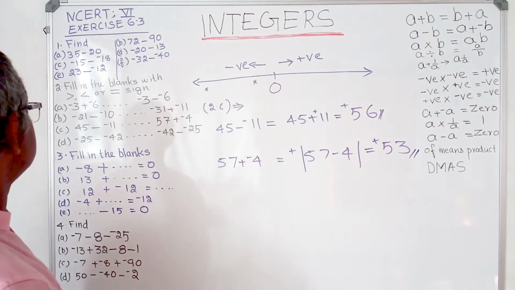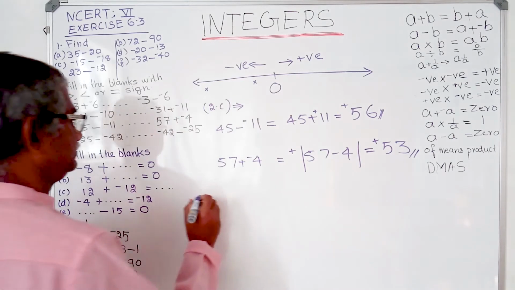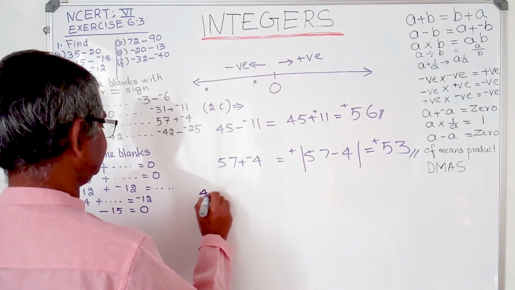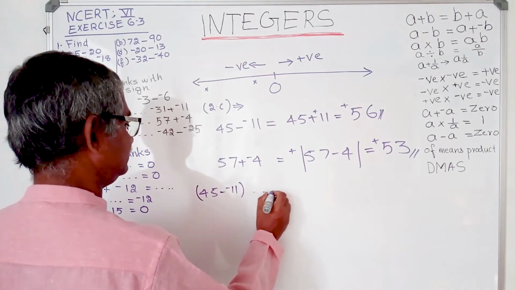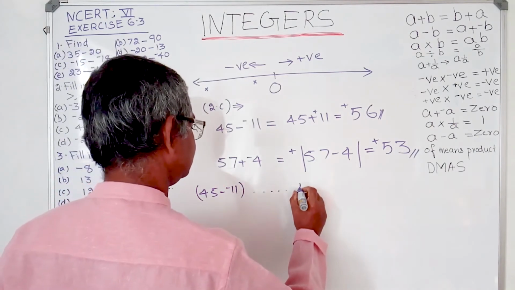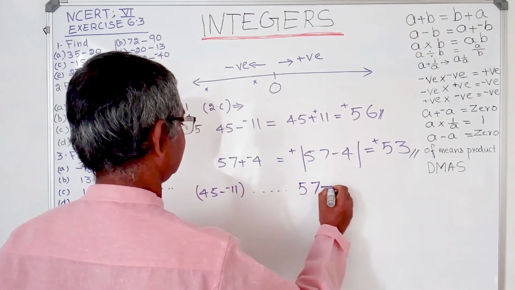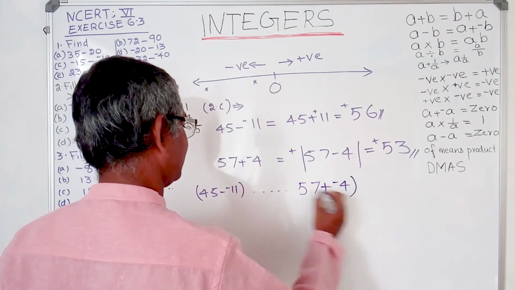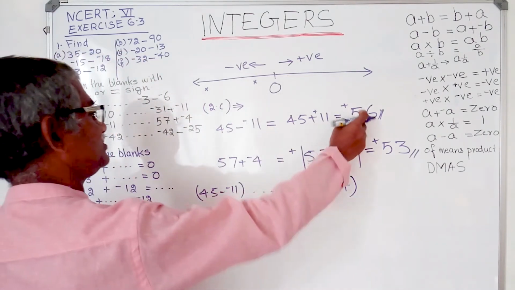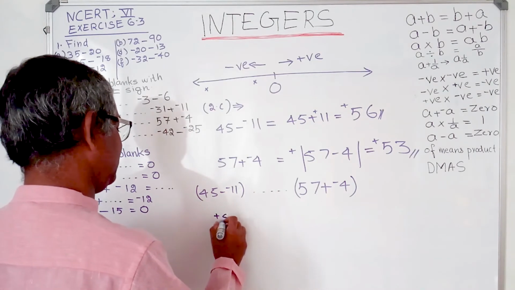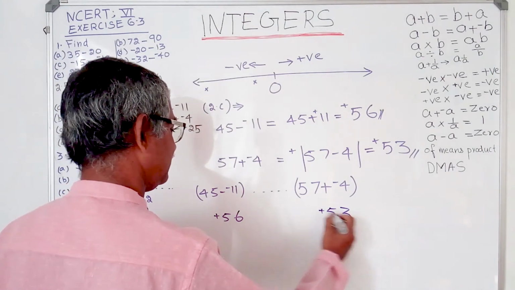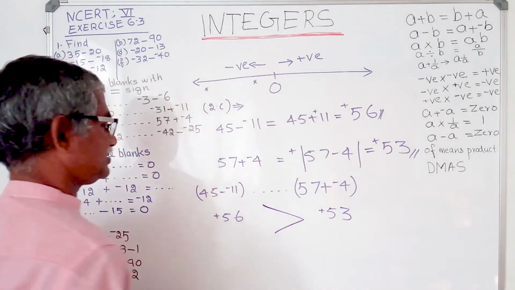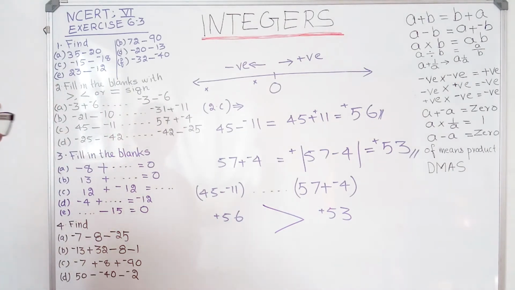Then using the less than and greater than sign, 45 minus negative 11, a term, then 57 plus negative 4, another term. First term's value positive 56, second term's value positive 53, one is greater, the other is smaller. This is the answer.